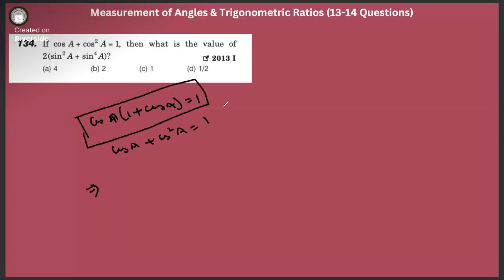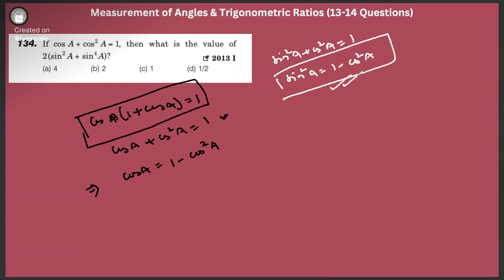Not required. We only go from here to, we can write cos A is equal to 1 minus cos square A. Right? And we know sin square A plus cos square A is equal to 1. So sin square A is equal to 1 minus cos square A. From here, we can substitute cos A is equal to sin square A. This is what we have.